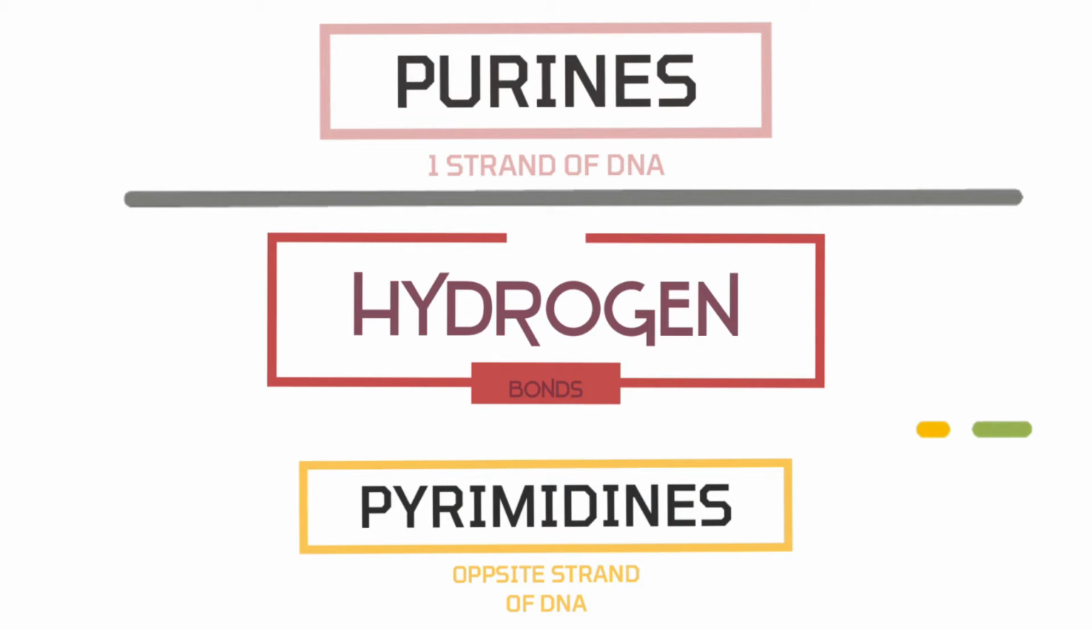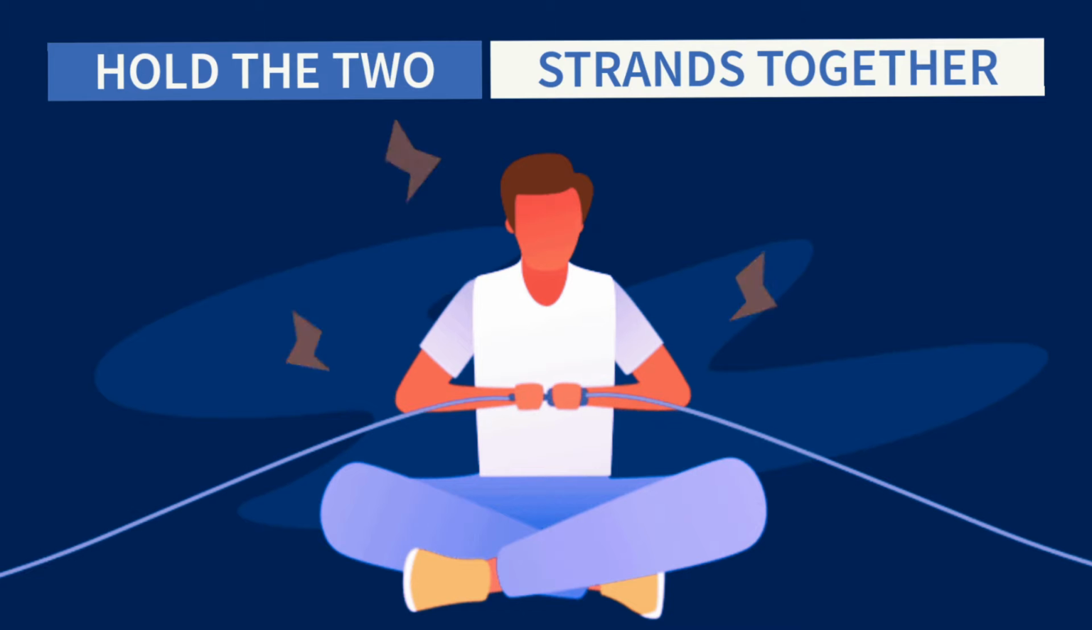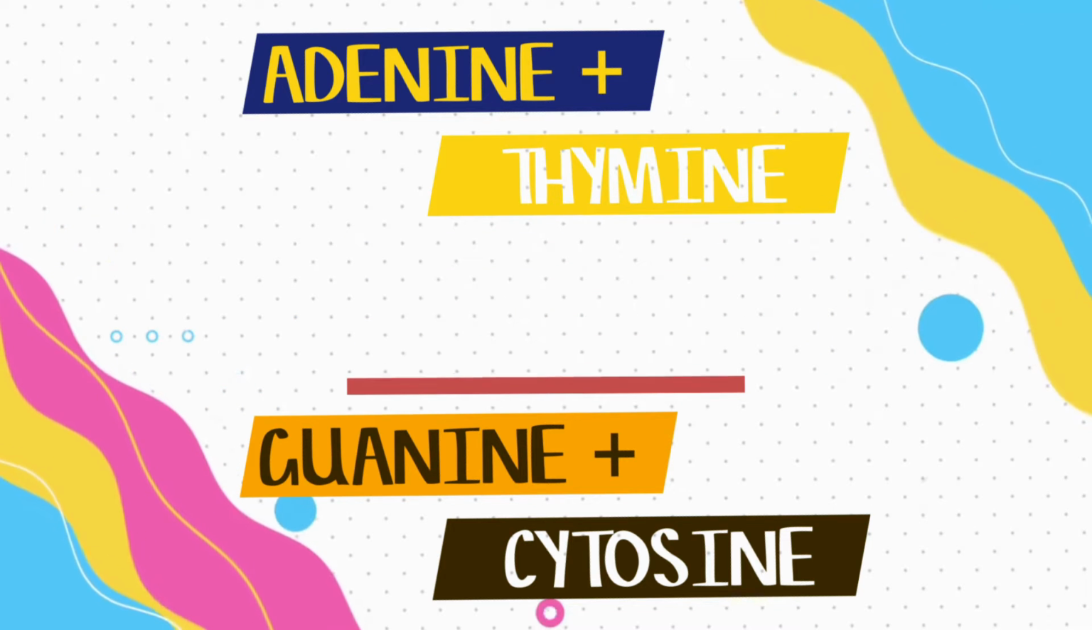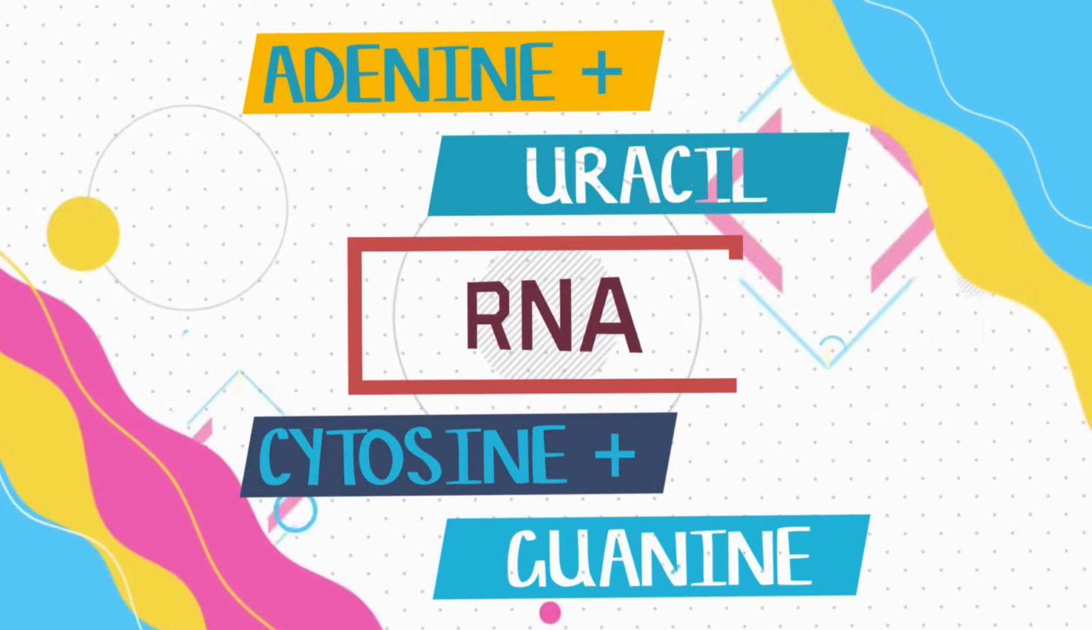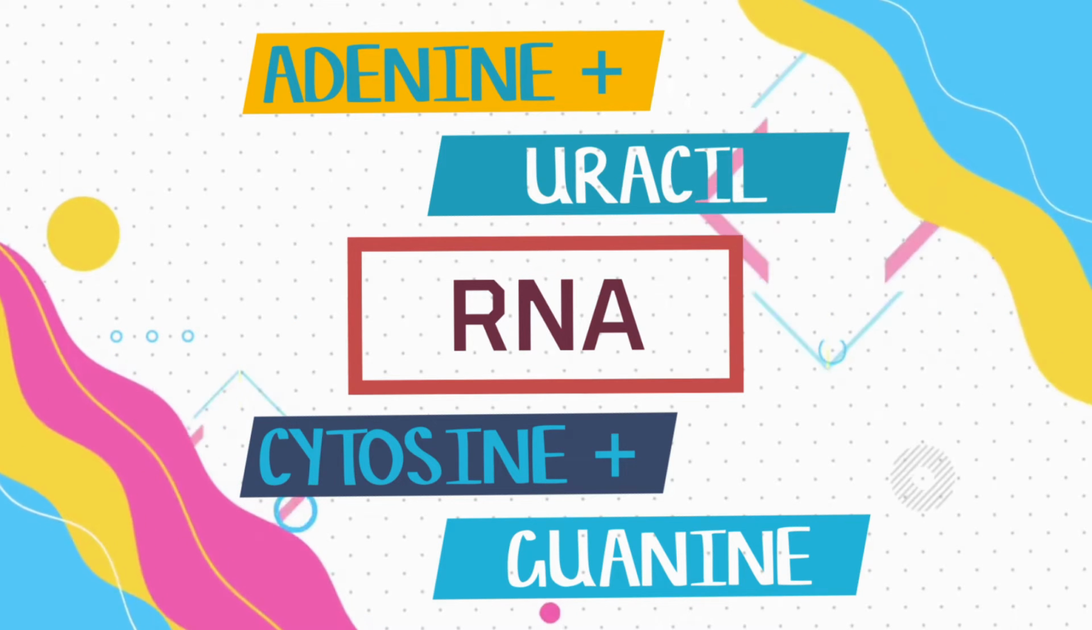The purine on one strand of DNA will form hydrogen bonds with the corresponding pyrimidine on the opposite strand of DNA and vice versa to hold the two strands together. Adenine will always pair with thymine and guanine will always pair with cytosine in DNA. And adenine will pair with uracil and cytosine will pair with guanine if RNA is involved.